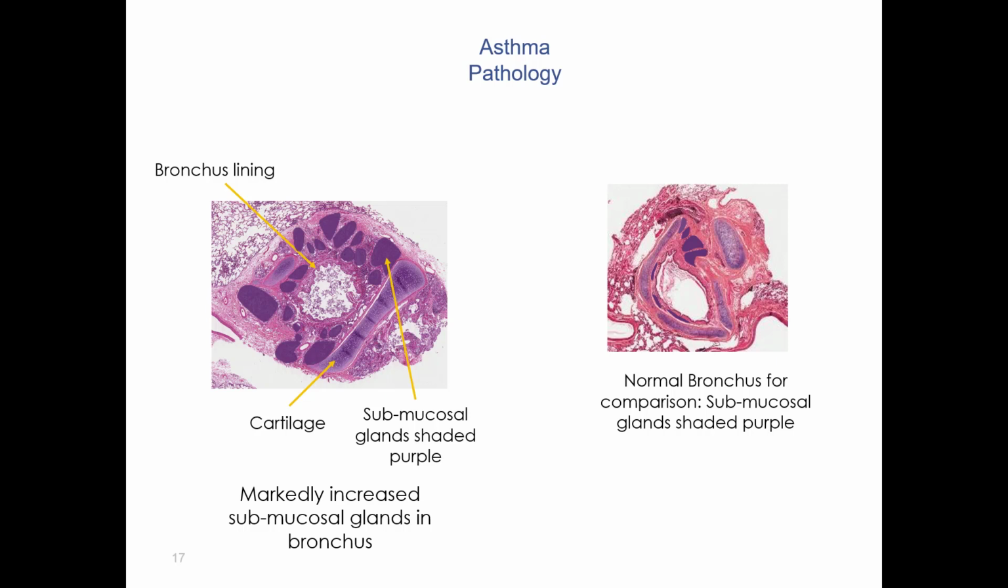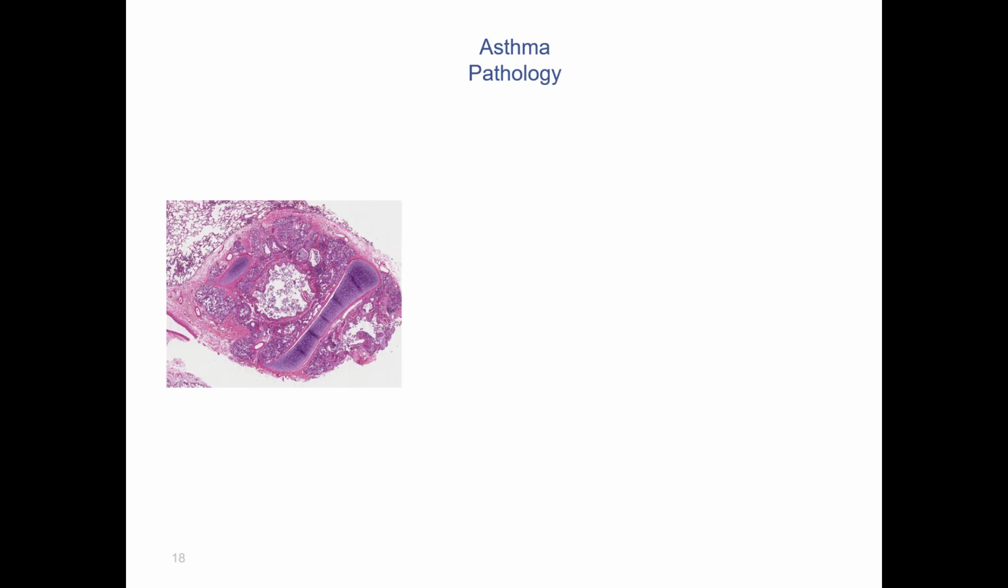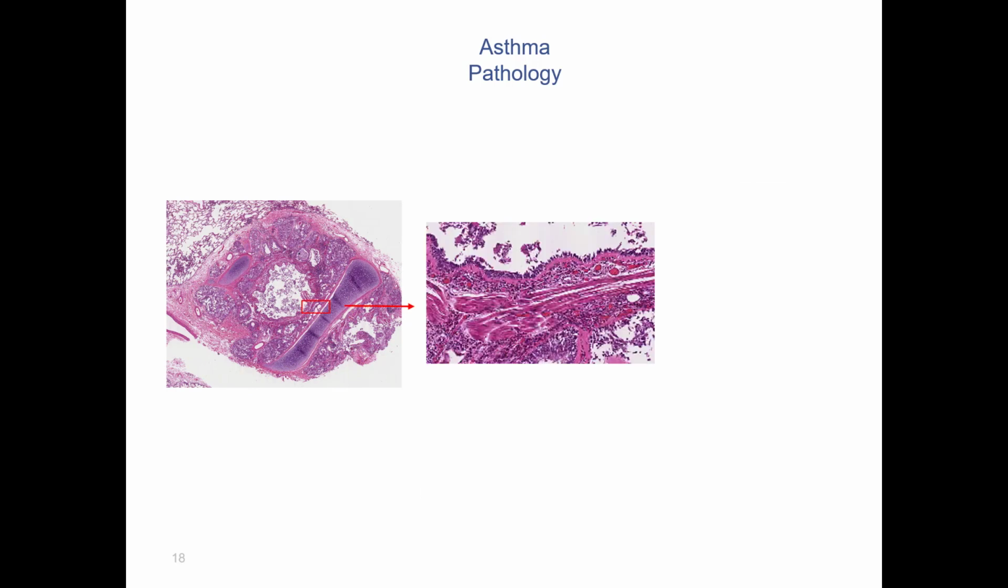Here I have a normal bronchus for comparison. Here I've shaded the submucosal glands in purple also. You can see there are not very many submucosal glands in the normal bronchus. Here again is our same picture. Here is a higher power of the bronchus lining.